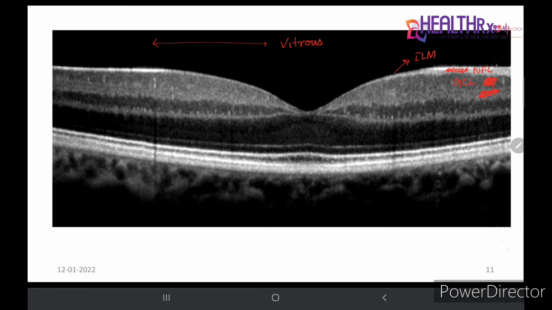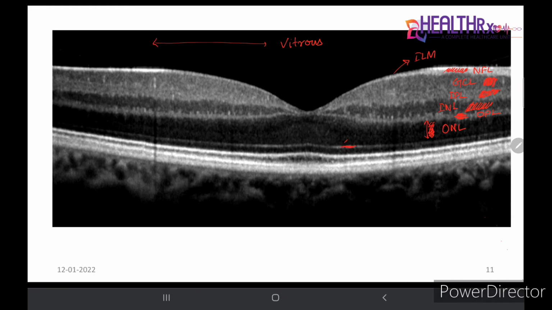Fourth layer is the hyperreflective inner plexiform layer. Fifth layer is the hyporeflective inner nuclear layer. The sixth layer is the hyperreflective outer plexiform layer. The seventh layer is the hyporeflective outer nuclear layer.